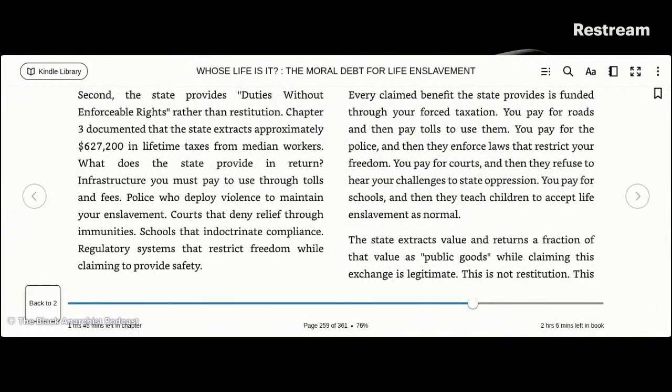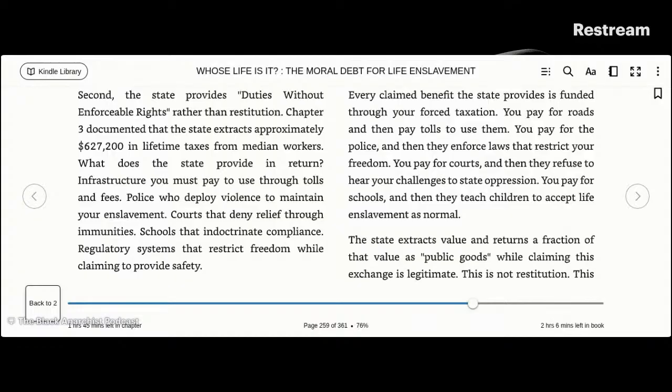Second, the state provides duties without enforceable rights rather than restitution. Chapter 3 documented that the state extracts approximately $627,200 in lifetime taxes from median workers. What does the state provide in return? Infrastructure you must pay to use through tolls and fees. Police who deploy violence to maintain your enslavement. Courts that deny relief through immunities. Schools that indoctrinate compliance. Regulatory systems that restrict freedom while claiming to provide safety.